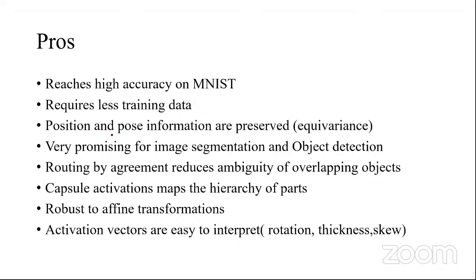The main advantage of this capsule network is that it reaches its utmost accuracy, like 99 point something percent, on MNIST data, and very little training data is required. But the main disadvantage is that if we feed it more complex data, that is, more data, it takes too much time and cannot complete the training process. Position and pose information are preserved here, which we call equivariance, and it is very promising for image segmentation and real-time object detection.